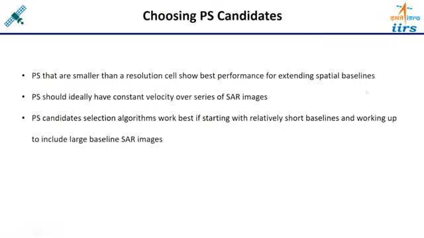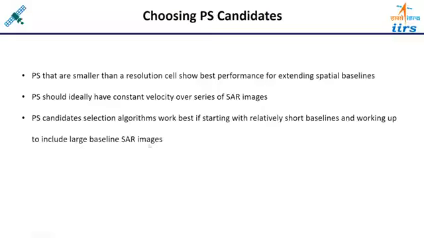Actually there is a difference between the resolution cell and the PS points. Generally we are considering a pixel as a PS point. So the PS should ideally have constant velocity over the series of SAR images. If it is not constant, it means non-linearity is there. It means these techniques may fail. The PS candidate selection algorithm works best if starting with relatively short baselines and working up to include the large baselines of the SAR images.